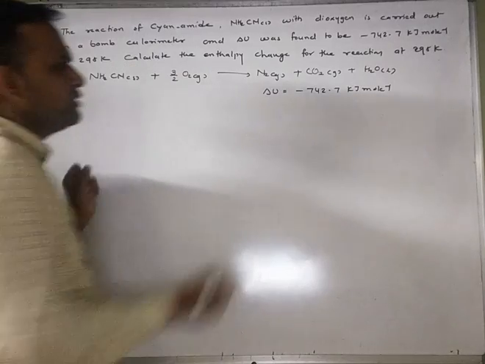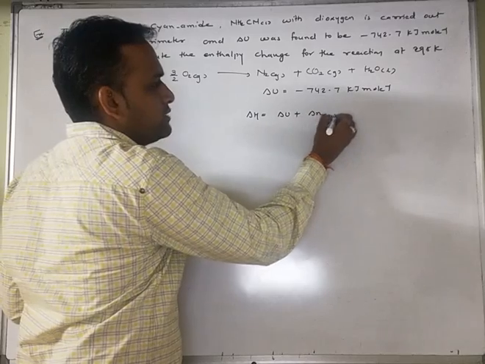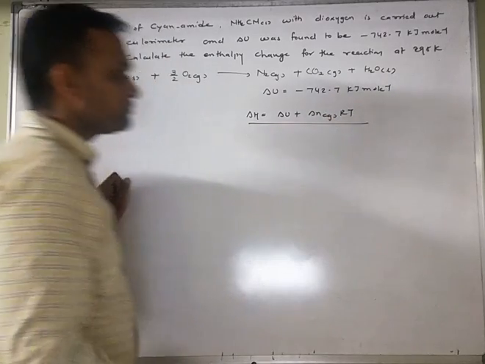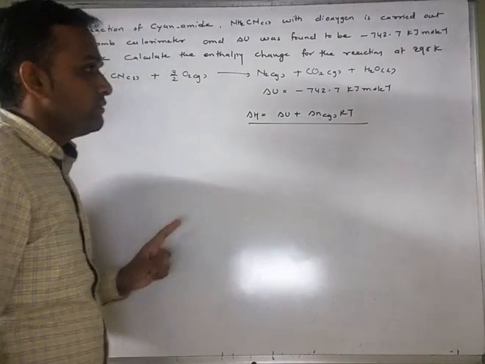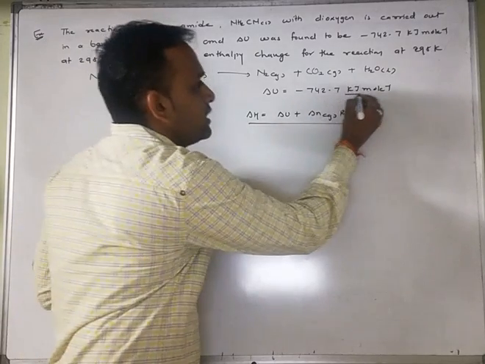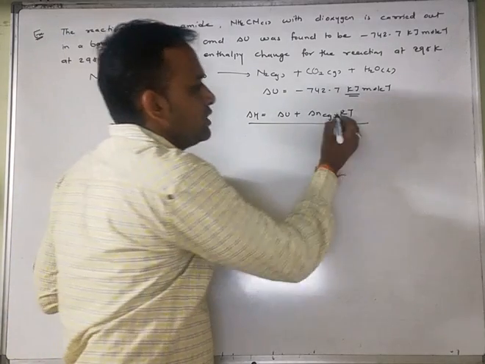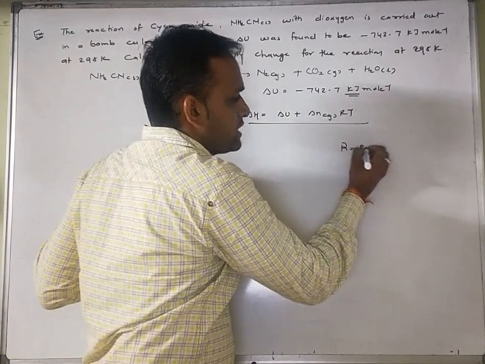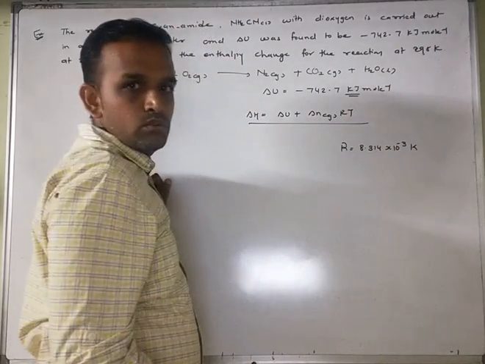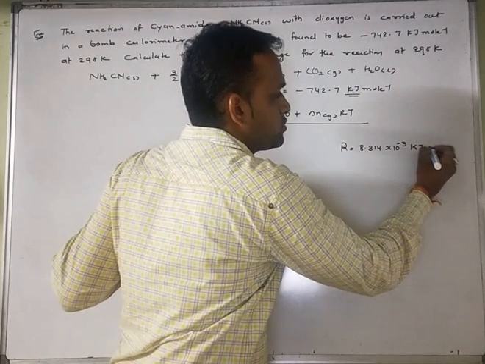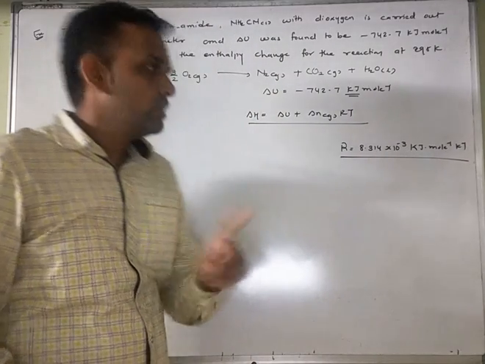तो एंथैल्पी. तो आई नो दैट इक्वेशन डेल्टा H इज इक्वल्स टू डेल्टा U प्लस डेल्टा Ng RT, राइट. In this equation, put the value, you can get the answer. What is the delta n? See, whenever kilojoule is given, if you want your answer in the kilojoule, then whenever you take the gas constant, it is 8.314 into 10 raised to minus 3 kilojoule into mole inverse and Kelvin inverse. These things you have to remember.